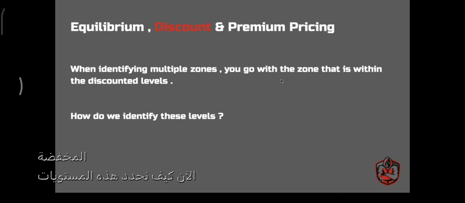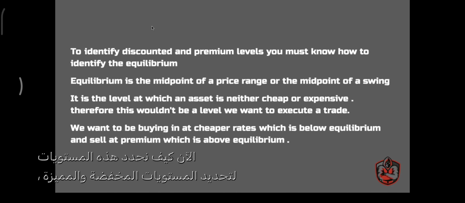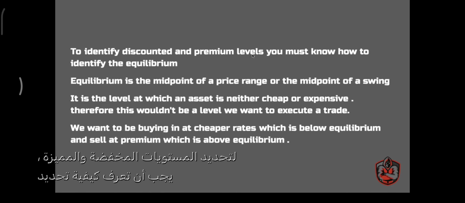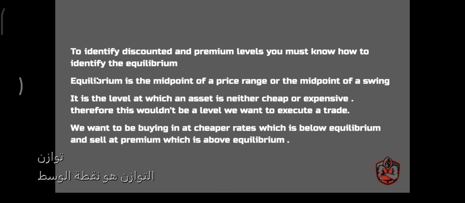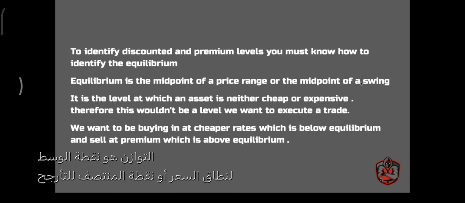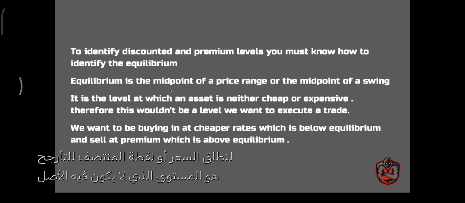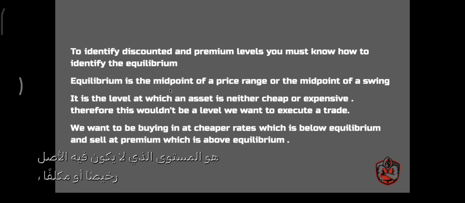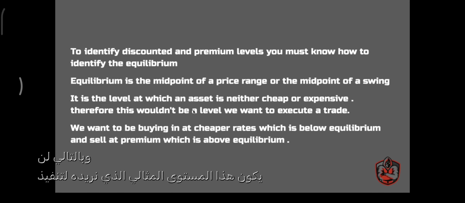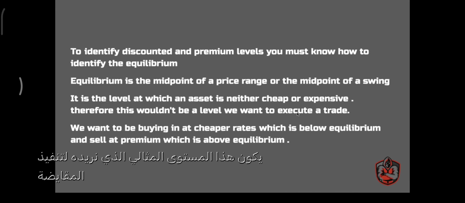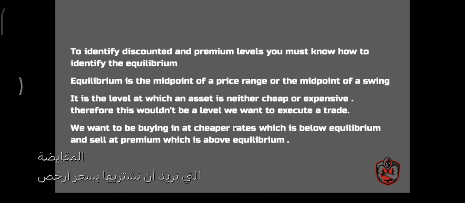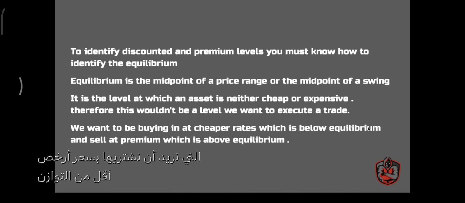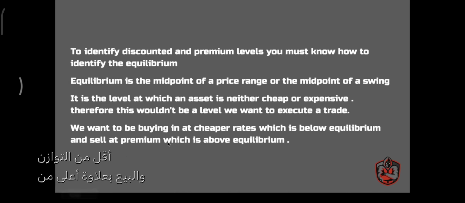Now, how do we identify these levels? To identify discounted and premium levels, you must know how to identify the equilibrium. Equilibrium is the midpoint of a price range, or the midpoint of a swing. It is the level at which an asset is neither cheap nor expensive. Therefore, this wouldn't be an ideal level we want to execute a trade off. We want to be buying at a cheaper rate, which is below the equilibrium, and sell at a premium, which is above the equilibrium.